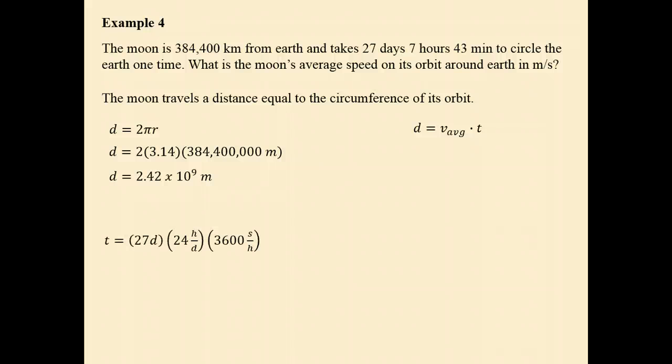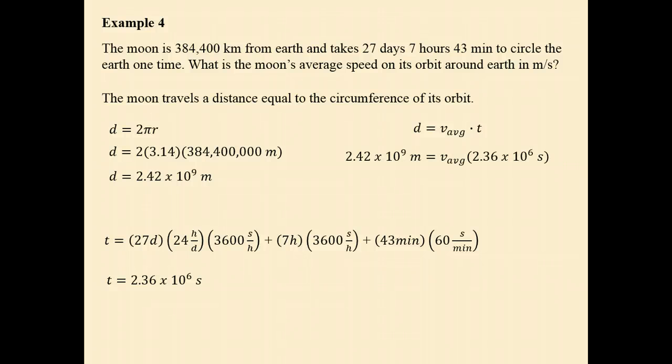into seconds. So the time is 27 days, and 27 days in seconds is 27 times 24, so we're in hours, times 3,600 to convert to seconds. Plus 7 more hours, and 7 hours written in seconds is 7 hours times 3,600 to convert to seconds. Plus 43 minutes, and 43 minutes written in seconds is 43 times 60 to convert to seconds. Add that all up, and you get 2.36 times 10 to the 6 seconds.